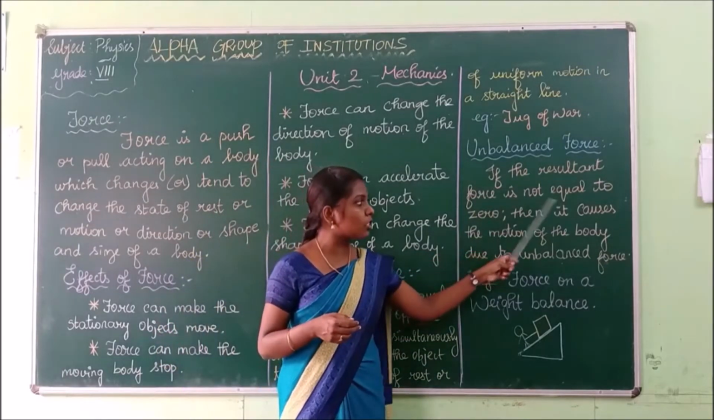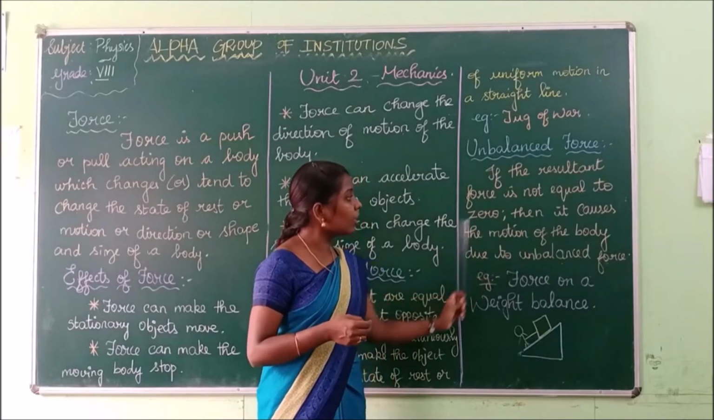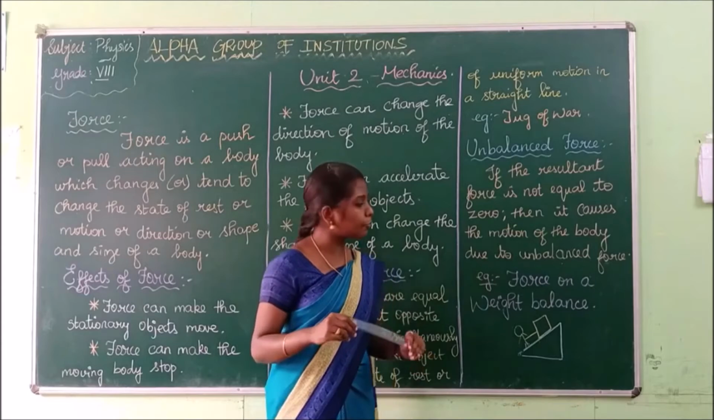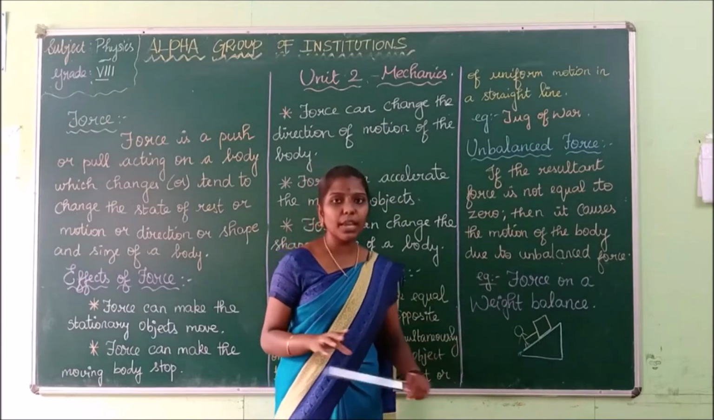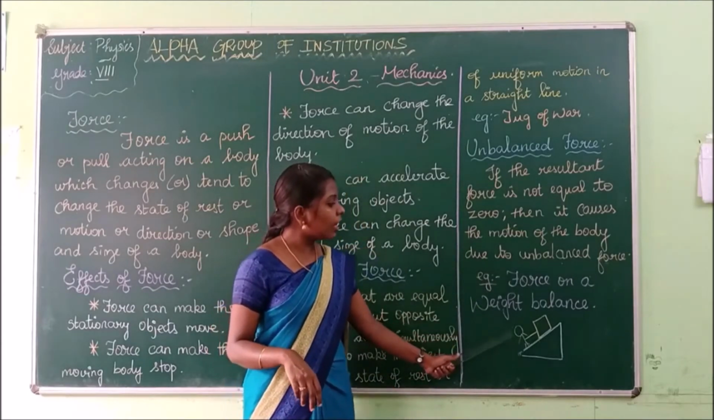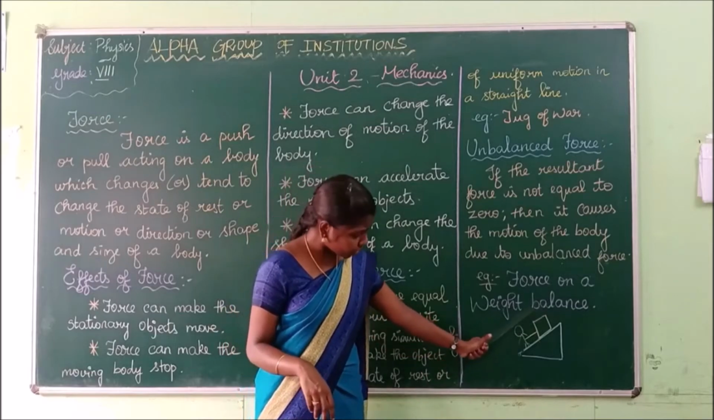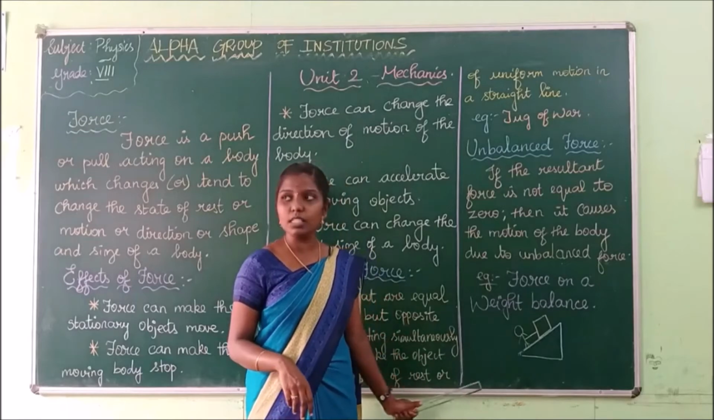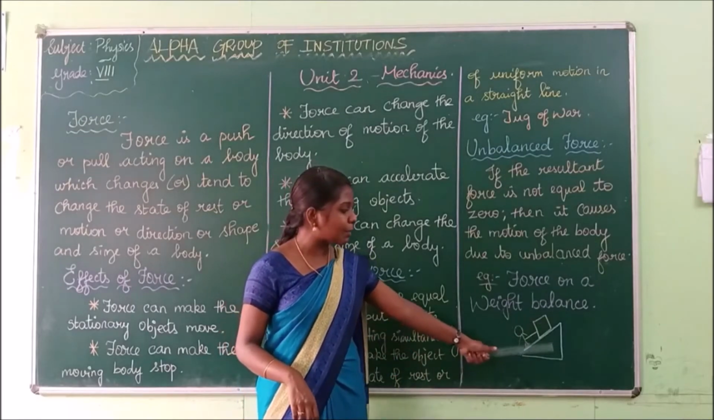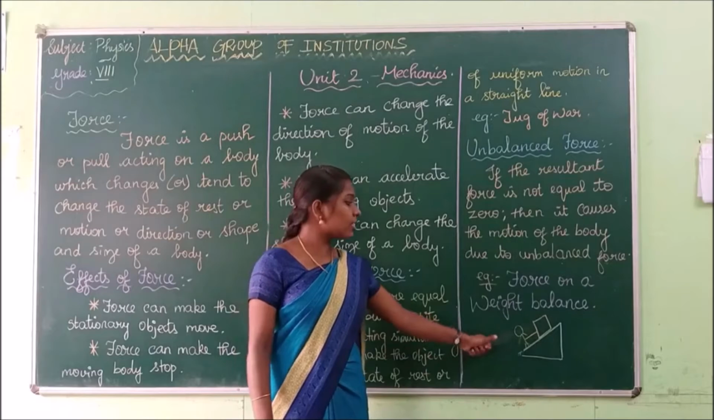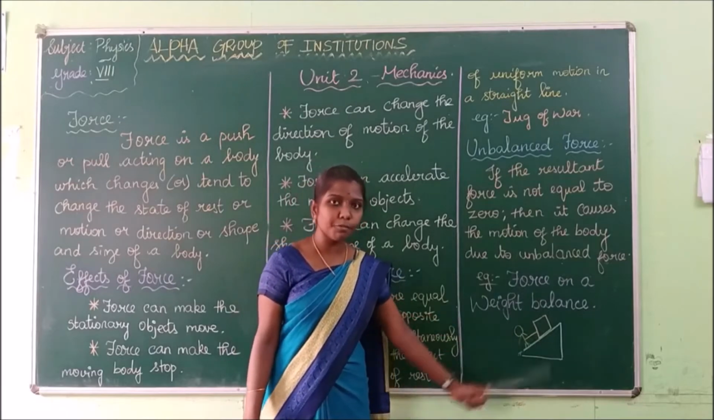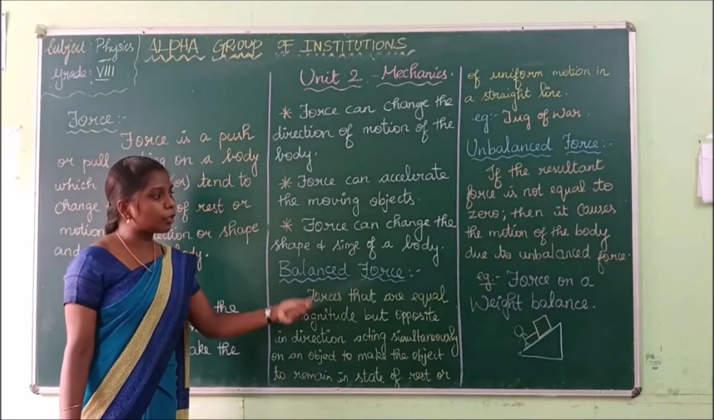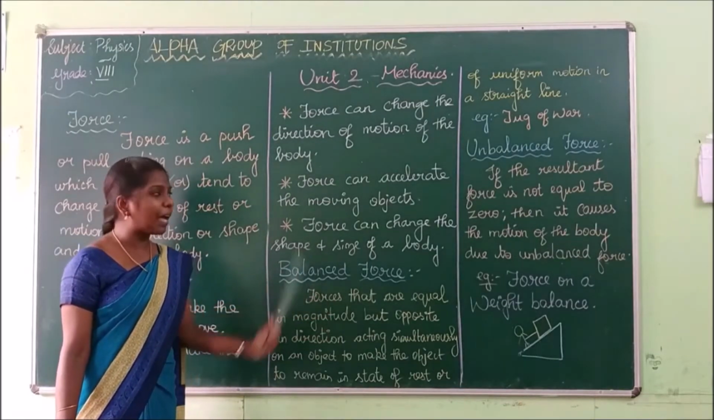If the resultant force is not equal to 0, then it causes the motion of a body due to unbalanced force. For example, force on a weight balance, and see here a man is pulling the cardboard towards the slope. This is unbalanced force. There is no balance between the box and the man. Example for balanced force is tug of war. Example for unbalanced force is weight balance.